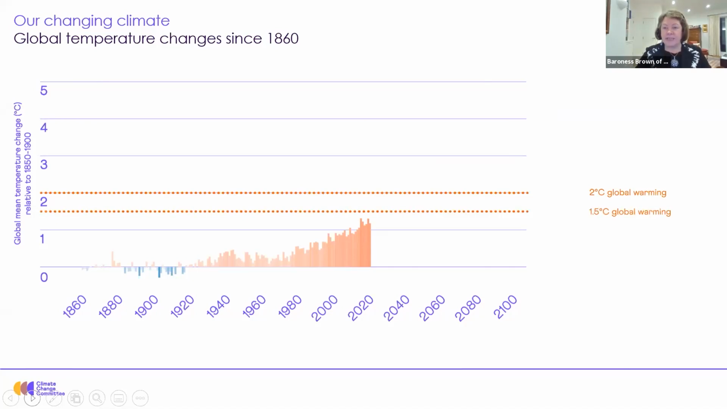So in Paris, back in 2015, it was agreed by most of the countries in the world that we would aim to keep temperature rise by the end of the century down to below 2 degrees. And if possible, we would strive to make efforts to keep it below 1.5. As you can see, we're already pretty close to 1.5.